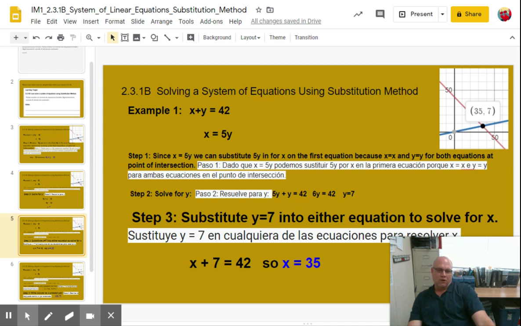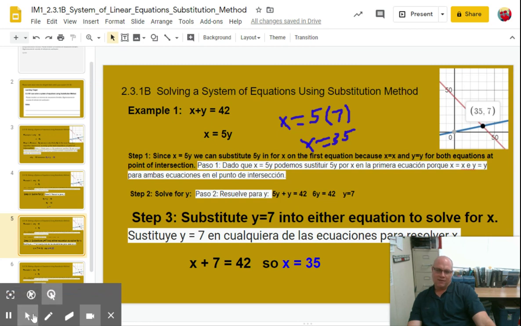Just for fun, let's do it with the other equation. If I plug in 7 for y here, let's just do this one together. If I go x equals 5 multiplied by 7, I get the same thing, right? I get x equals 35. All right, are we done?